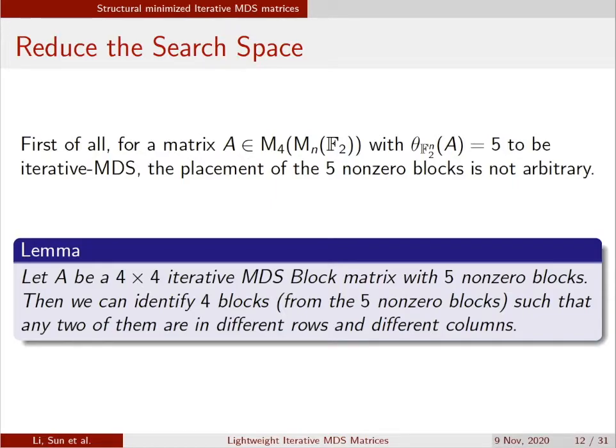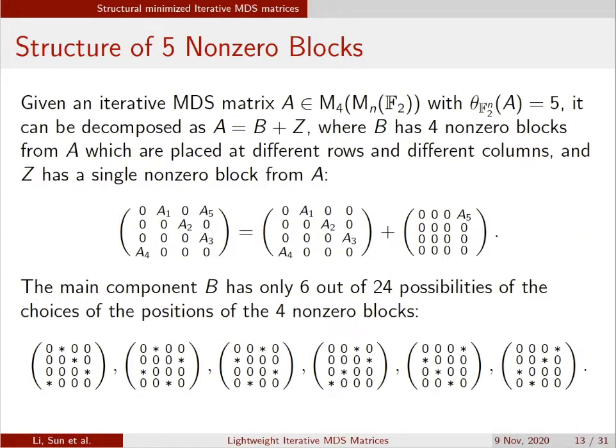First of all, for a matrix with five non-zero blocks to be iterative MDS, the placement of the five non-zero blocks is not arbitrary. Actually, we can identify four blocks from the five non-zero blocks such that any two of them are in different rows and different columns. Otherwise, it's not MDS. The structure of five non-zero blocks.